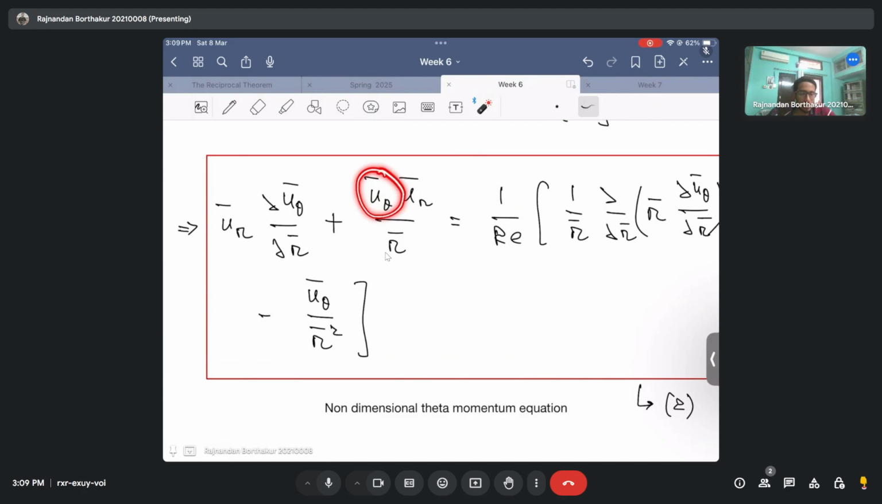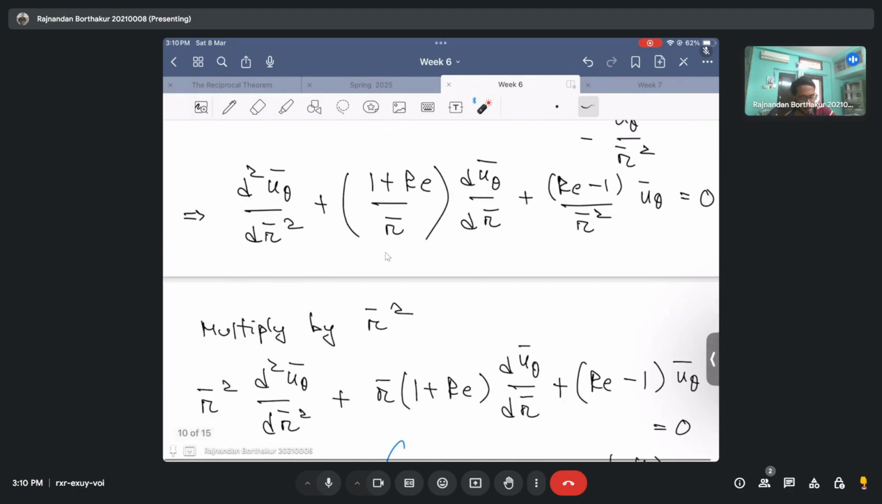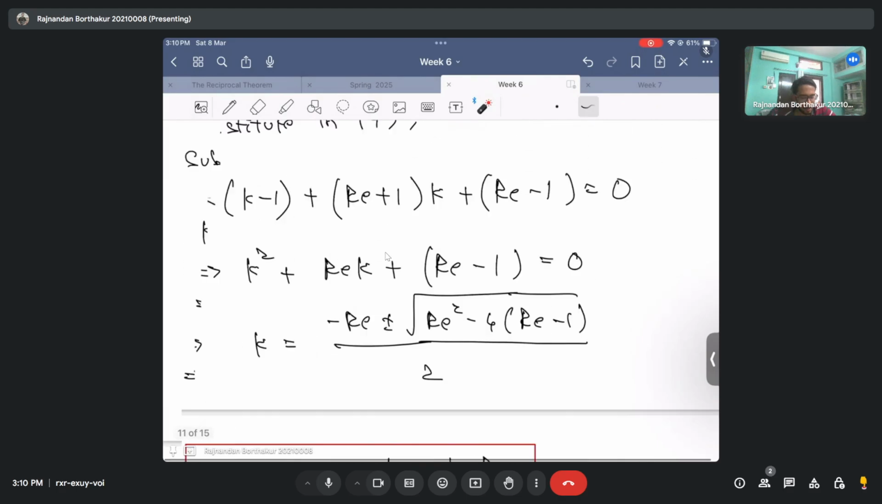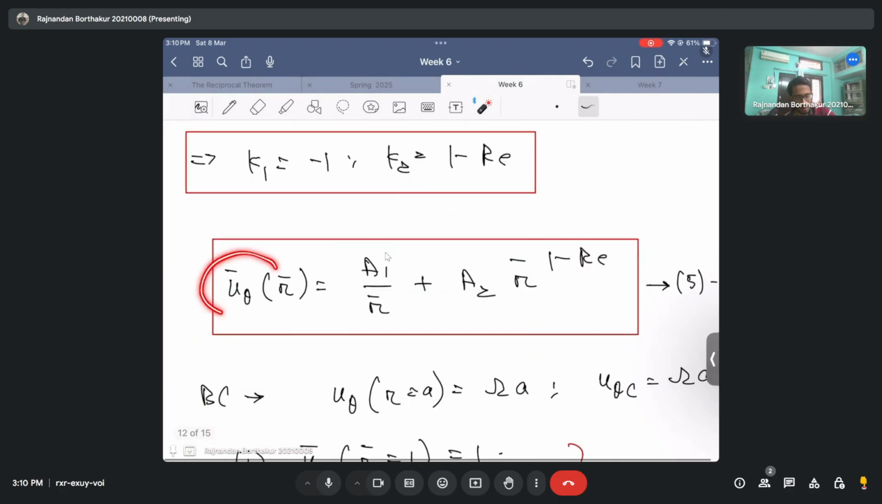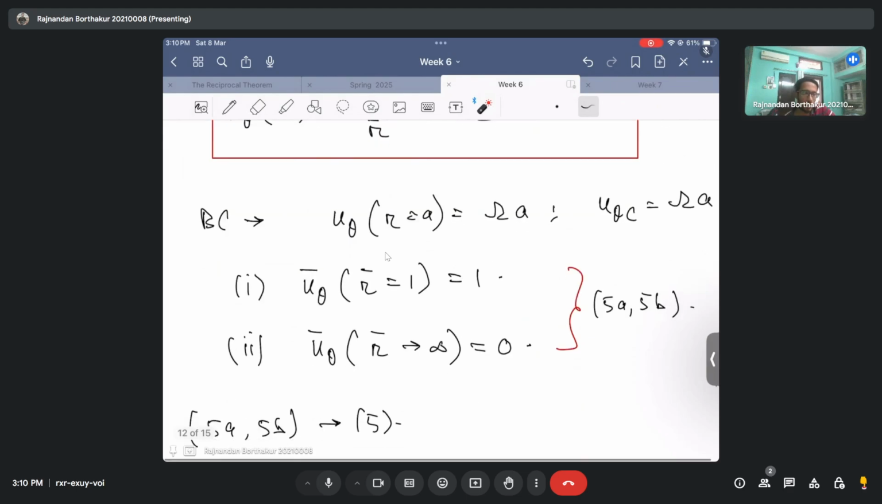So this is the only unknown that was required to be solved, and we solved that. And what we saw is we inevitably ended up getting something which is known as an Euler-Cauchy equation, and we solved this Euler-Cauchy equation to calculate the form of u theta bar, and u theta bar came as something like this. And then, in order to evaluate the constants a1 and a2, we used the boundary conditions, and we had two boundary conditions.